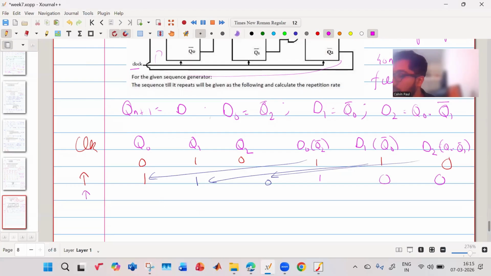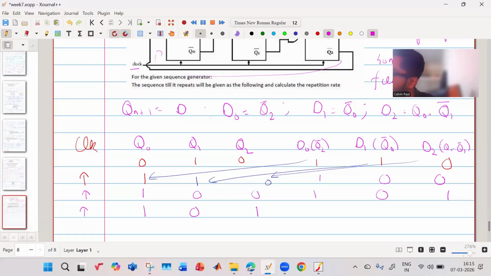Next, another clock will come. It will take the values of D0, D1, D2, and it becomes 1, 0, 0. When these Q get updated, your D also will change at that time. D0 will be Q2 bar, that is 1. D1 will be Q0 bar, that is 0. D2 is Q0 and Q1 bar, that is 1. Next clock comes, so D0, D1, D2 get passed to Q0, Q1, Q2. So it becomes 1, 0, 1.